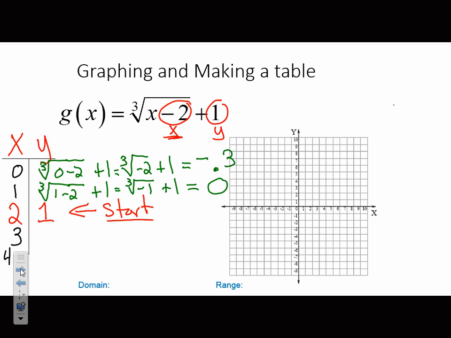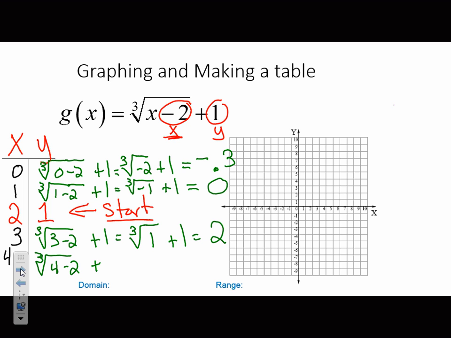Now we'll come down here to 3. We have the cube root of 3 minus 2 plus 1, which equals the cube root of 1 plus 1, which is going to equal 2. And last but not least, we have the cube root of 4 minus 2 plus 1, which equals the cube root of 2 plus 1, which equals 2.3.